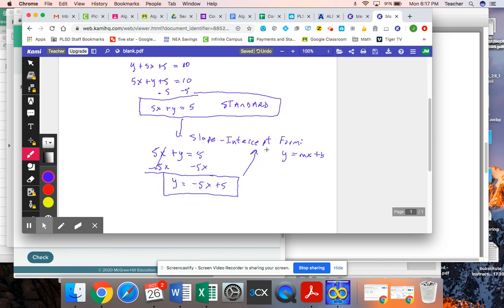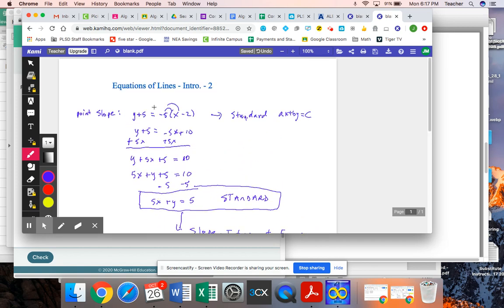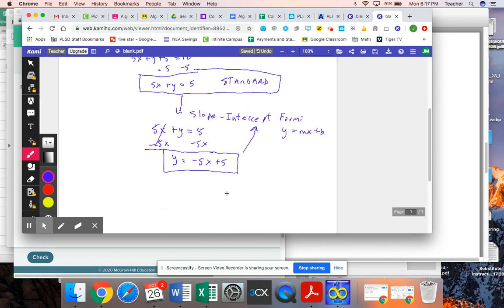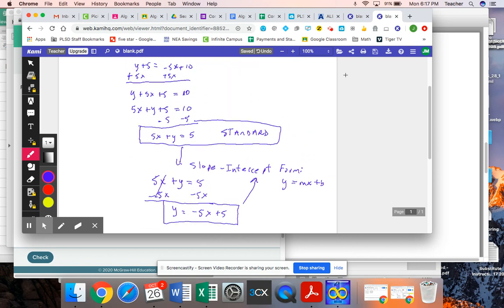All right, so you can use this. We're actually going to use this to graph. We're going to use this to find different bits and pieces. But that's how I could go from one form of an equation, say point slope, to standard to slope-intercept. So I may ask you to do some of that just to make sure we're solid. All right, excellent. I think that should be it for this one.